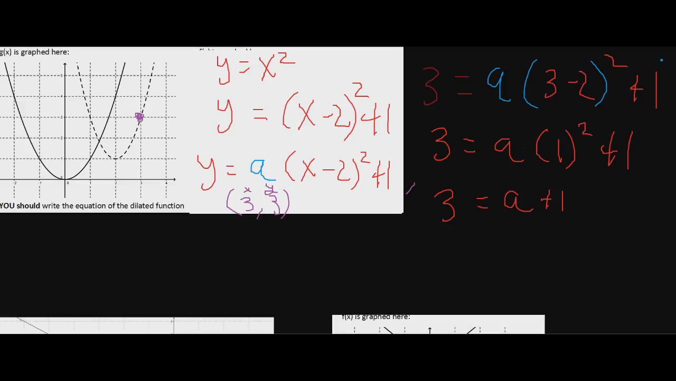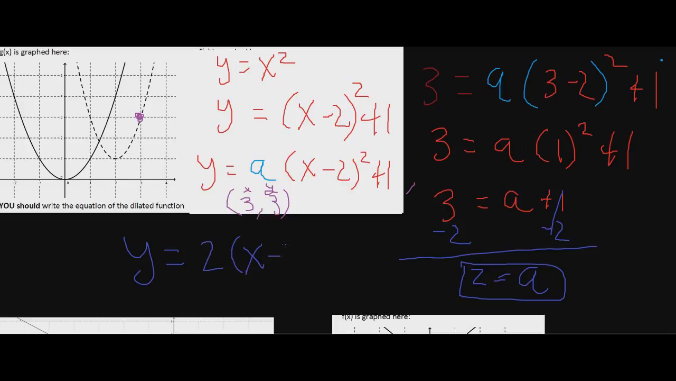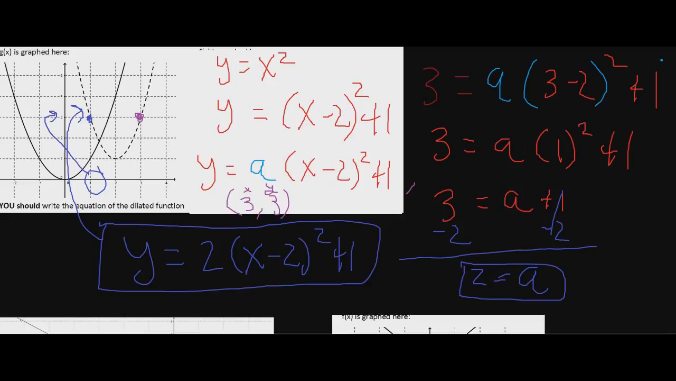Now how do we undo addition? We just subtract 1 from both sides. So we're going to get a is equal to 2. Therefore, my new equation is going to be y equals, look up here, I'm plugging in my a value for the a right there. So that's just going to be y equals 2 times (x minus 2) squared plus 1. And that is my new equation for this here. And you can even plug points in here and see if you get this value right there. So plug in 1 and see if your y value is 3, and you will see that that is the case.